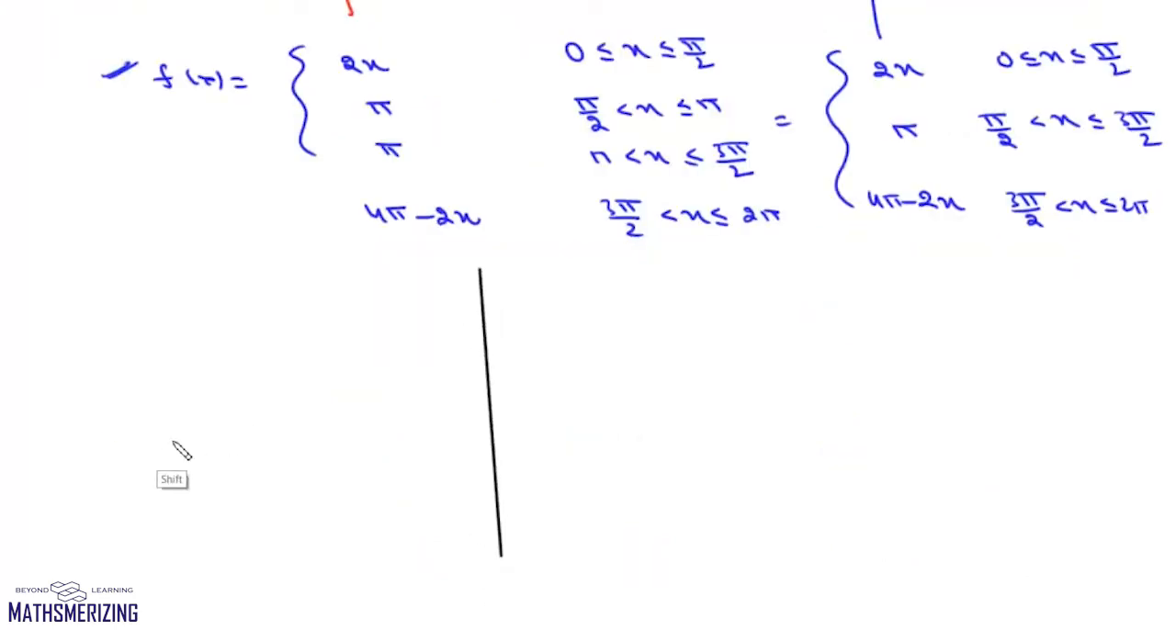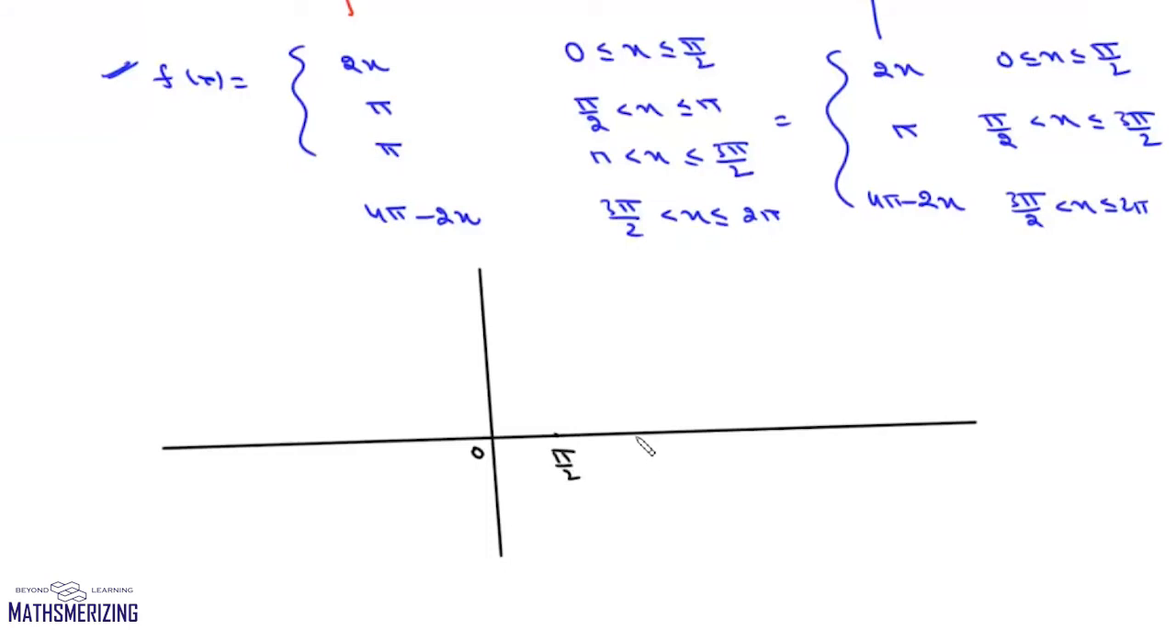Now we'll draw the graph of f(x). We'll draw the axis. Then we'll mark the points on the axis. So this is π/2, π, 3π/2 and 2π. Here also let it be π/2 and let it be π. Now first is y = 2x. When x is 0, it is 0, and when x is π/2, it is π. So we'll draw this graph.